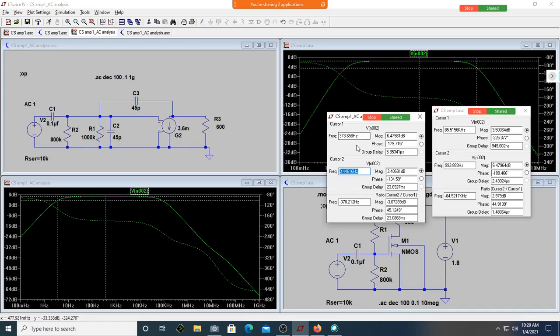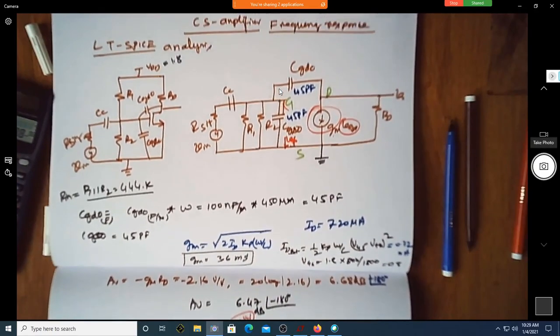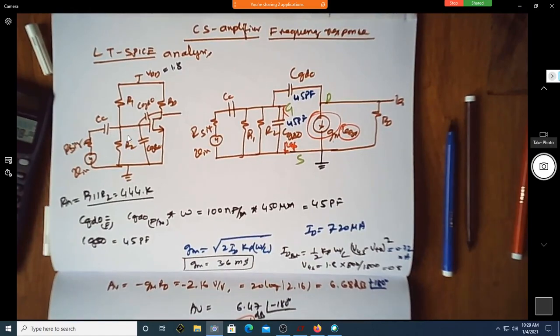What is the frequency? This is the frequency you're looking at. This is the other frequency. This is your midband frequency. So this way we can say that whatever AC equivalent circuit you have, this exactly represents the amplifier.